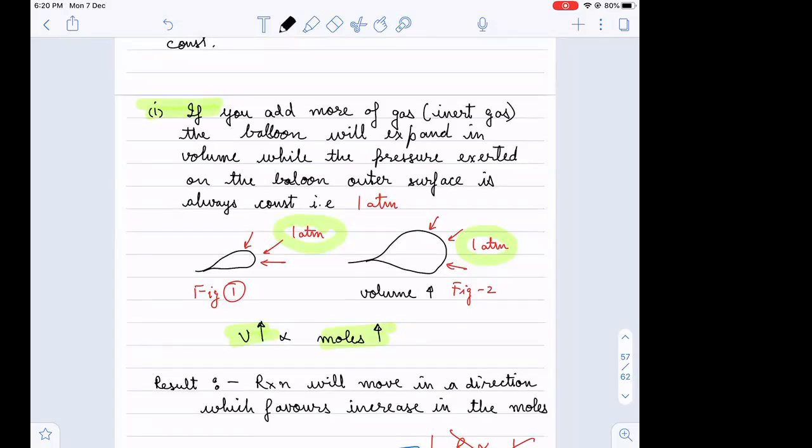Whenever there is an addition of inert gas at constant pressure, the image which should come to your mind is of a deflated balloon you are trying to inflate. You are blowing air inside the balloon and the balloon volume will automatically increase, satisfying our criteria, because the outside pressure, which is atmospheric pressure, is constant at 1 atm, and the volume will increase. There is a direct relation between volume and the equilibrium reaction. If the volume is increasing and if delta Ng is not equal to 0, then the equilibrium will shift in a direction which favors increase in the moles.